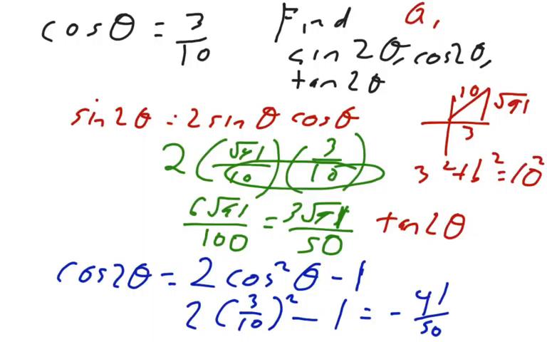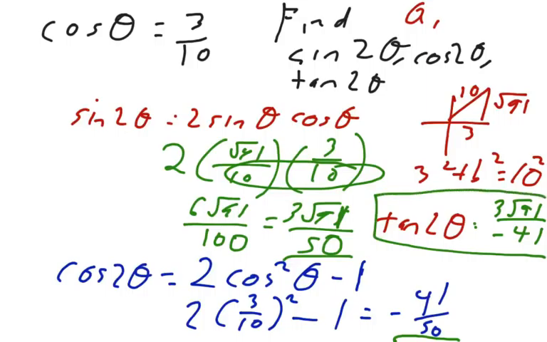So the tangent of 2 theta is just the sine divided by the cosine. Well, here's the sine, and here's the cosine, and the 50s are going to cancel out, so we have 3 square roots of 91 over negative 41. And so that's still negative. So there are my 3 answers. Sine was 3 square root of 91 over 50. Cosine was negative 41 over 50. And tangent was negative 3 square root of 91 over 41.